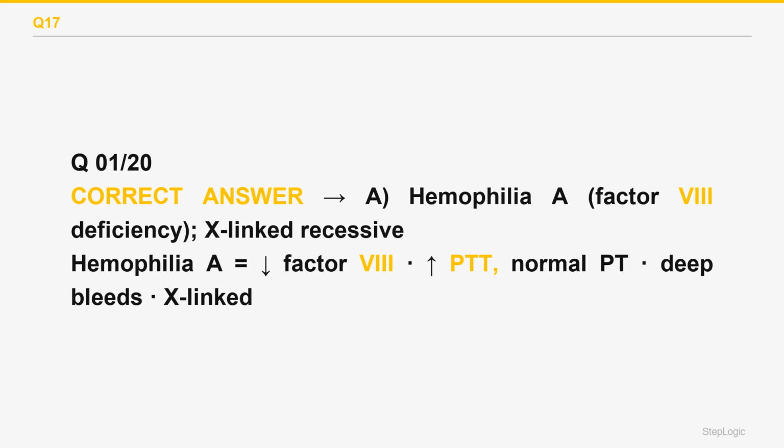The correct answer is A. The inheritance is X-linked recessive, which is why it affects males and is transmitted through carrier mothers, explaining the affected maternal uncle. Hemophilia B is the same clinical picture but from factor IX deficiency. Contrast with von Willebrand disease, which prolongs the bleeding time and causes mucosal bleeding, a primary hemostasis problem. The factor 8 deficiency with isolated PTT prolongation and X-linked inheritance is hemophilia A.